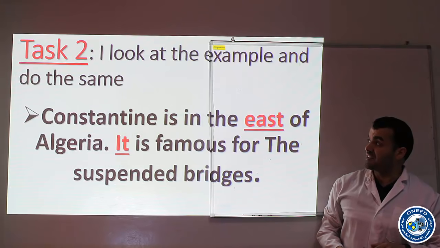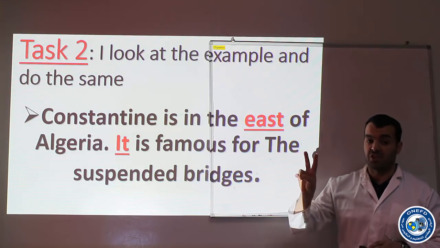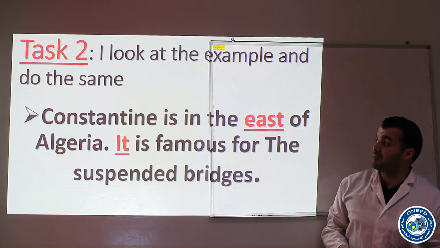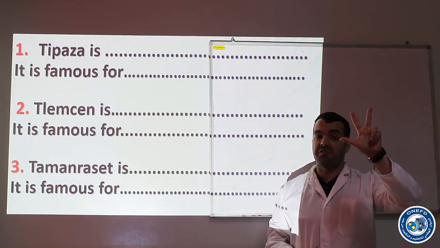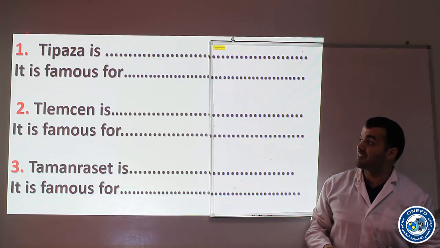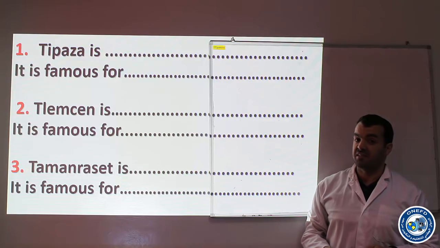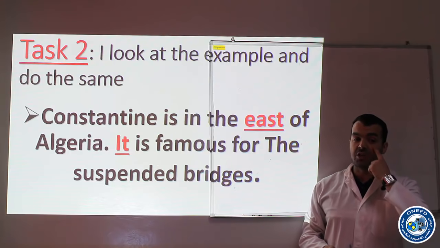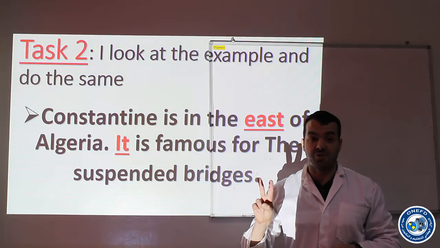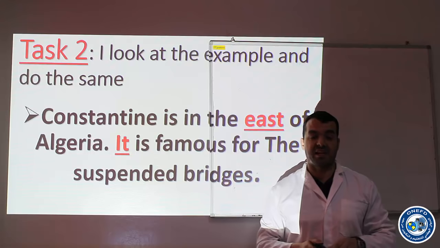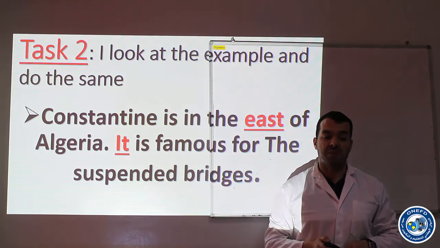So you have this example. Please try to write down this task, task 2. You have this example about Constantine, and you have 3 different cities: Tipaza, Tlemcen, and Tamanrasset. Look at the example and do the same. Please, 2 minutes, write down this task and think about it.